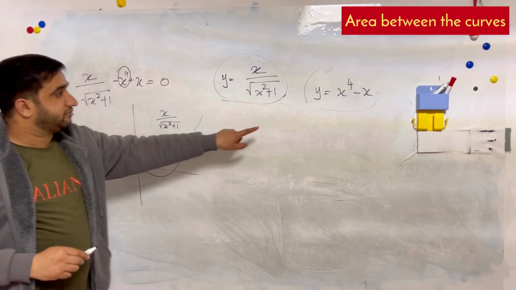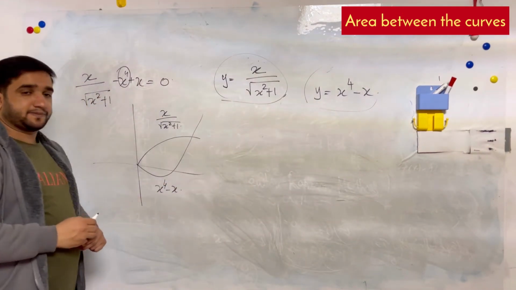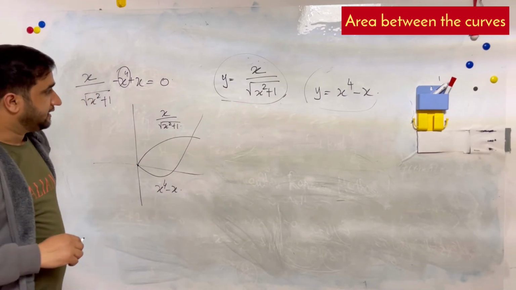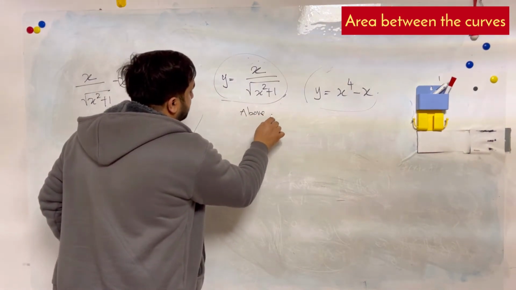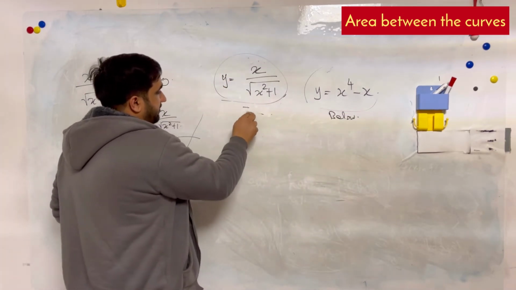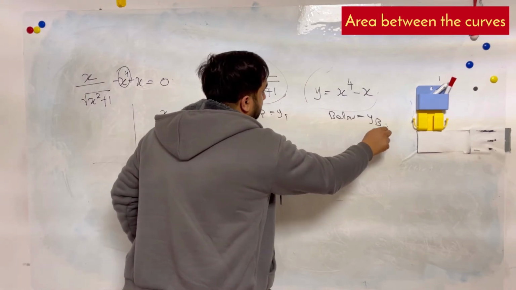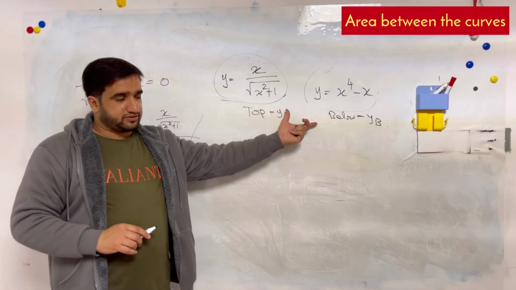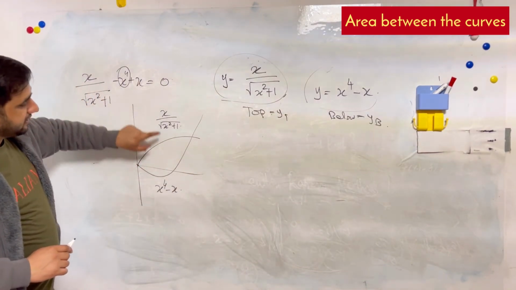And this is the curve for this function, x raised to the power 4 minus x. Now, my point is that I know this is the above curve and this is the below curve. Means this is the top curve, yt, and this is the bottom, yb. So that is one thing. Either they will tell you in the question, or you can figure out here. You can see this one is yt and this one is yb.